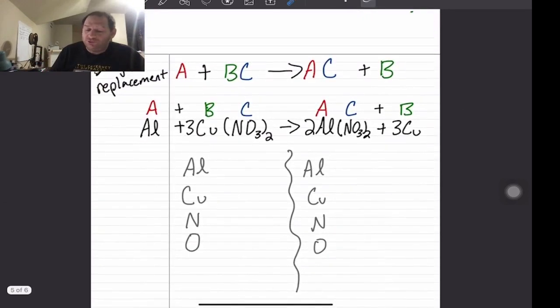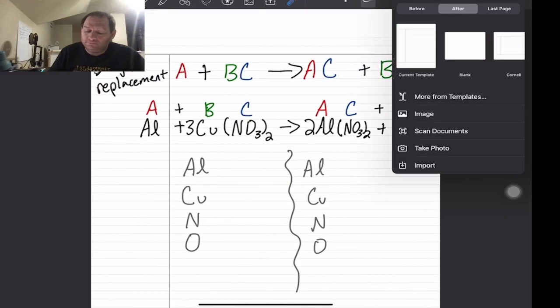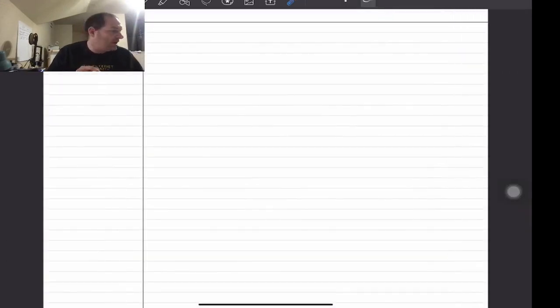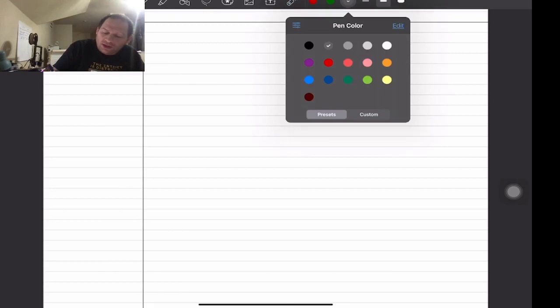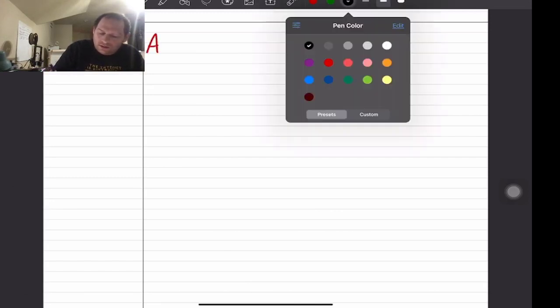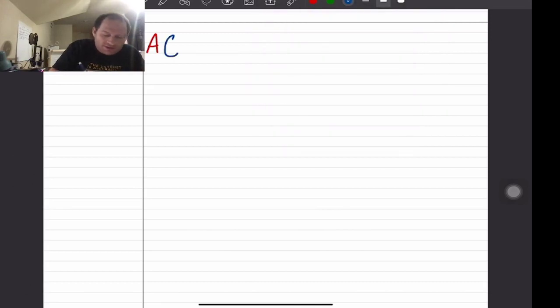I'm going to switch to another page just because I'm writing really big. All right, and the last one is going to be a double replacement. This sounds like it'll be harder. It actually is a lot easier than the single one. Okay, now we have the letters A, B, and C. Remember, the letters really don't matter. We're just trying to show they're different.